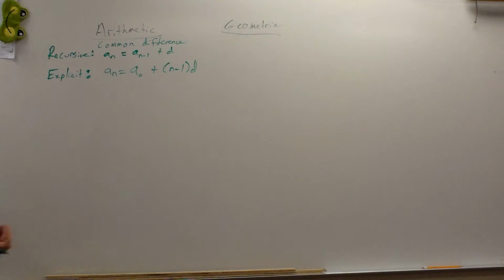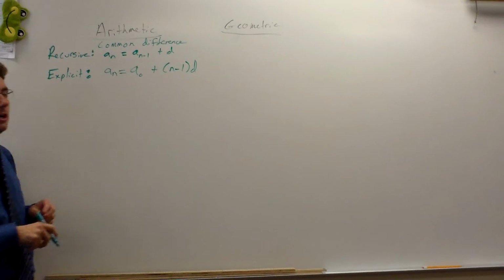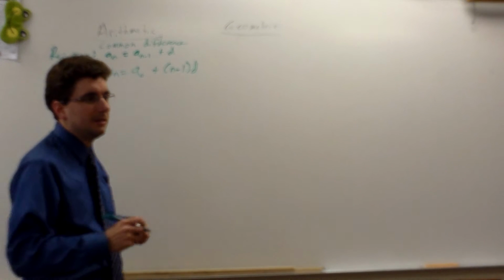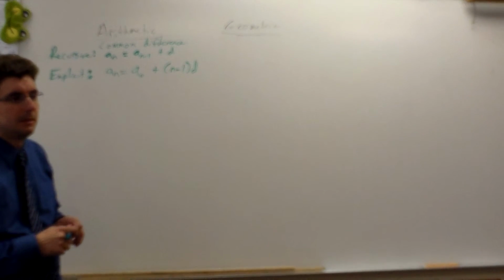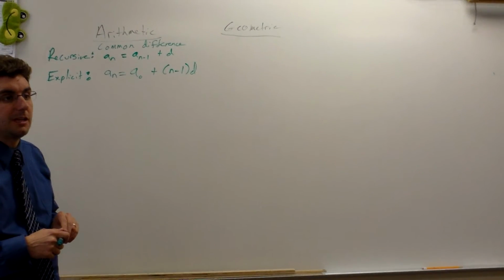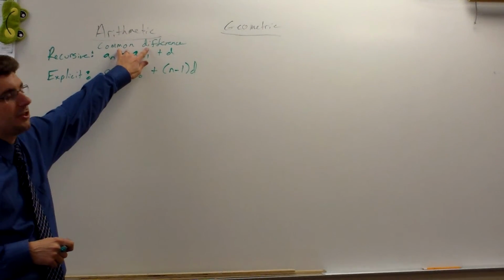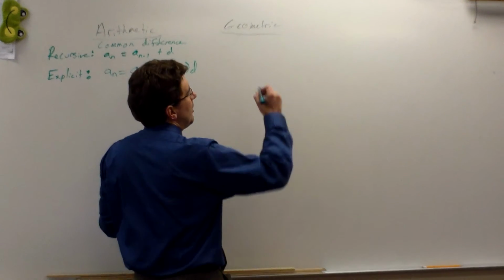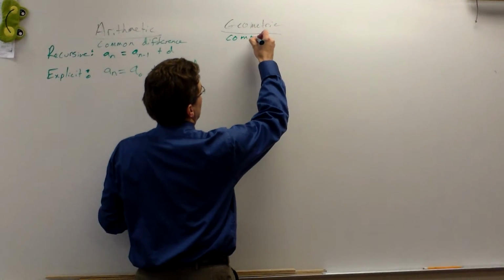Okay. Next one, the geometric. If we're talking about the recursive, what's the deal with the geometric? I don't remember what it's called, but isn't it like multiplication and division? It is multiplication and division. That's a great way to think about it. This is addition and subtraction. You're adding or taking away a term each time. This one we say is a common ratio.